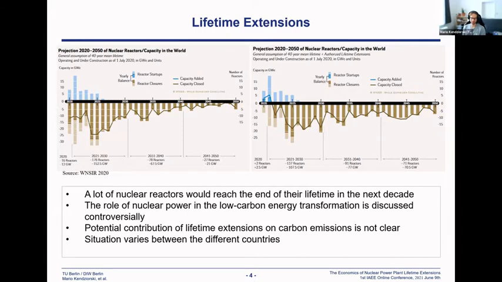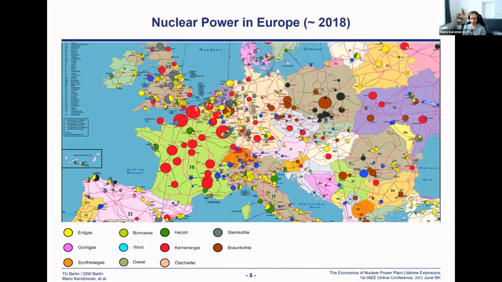Obviously, this is the world aggregated, so this situation differs between various countries. That's why I will focus in this talk on Germany and France, because they are two interesting cases here. And here's a map with the generation capacities in Europe. I think it's from 2018.